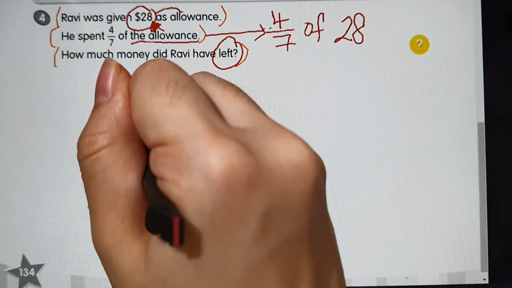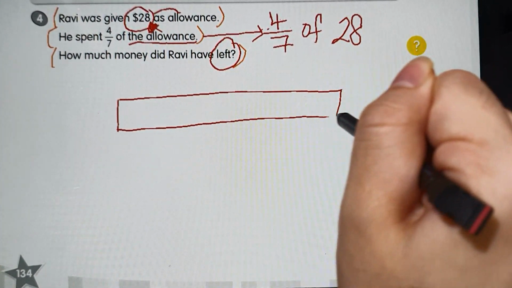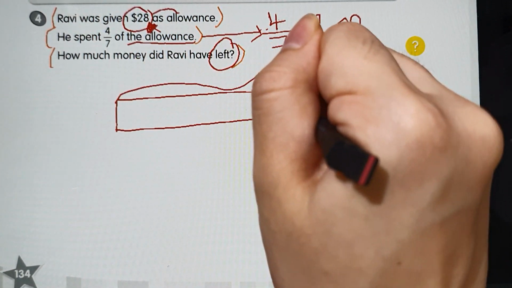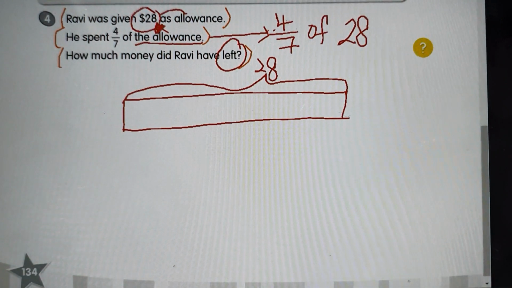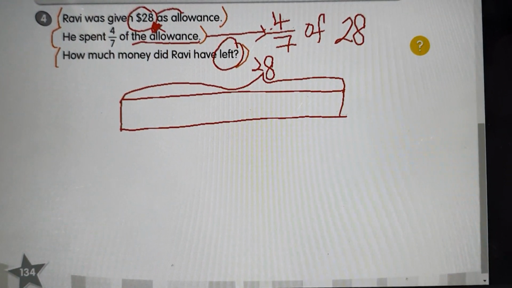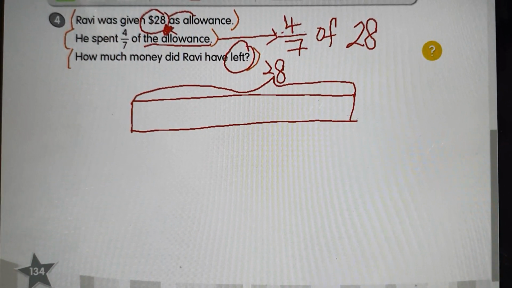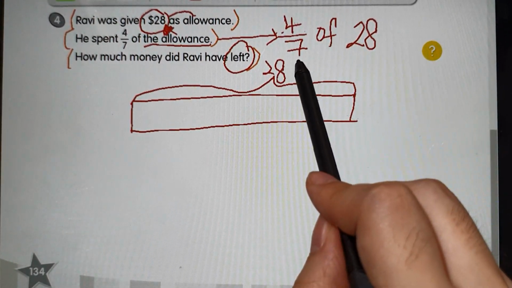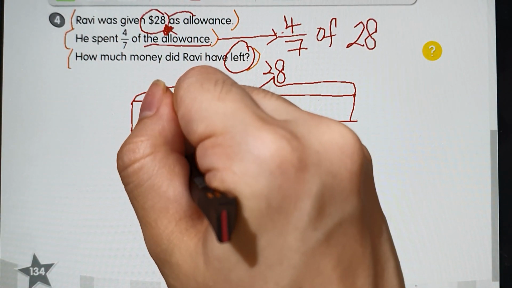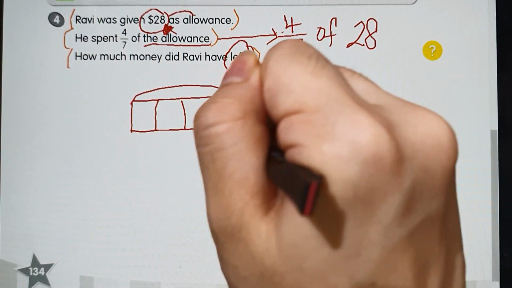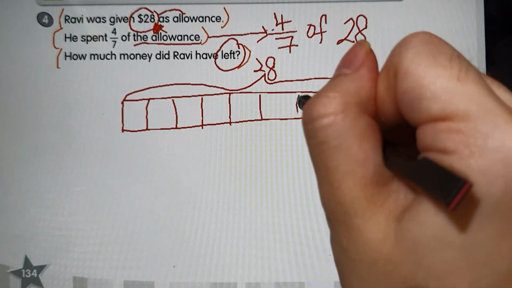So, same thing, I'm just going to draw a long bar to first represent 28. So, how many parts am I going to cut my model into? 7 parts, because my denominator here is 7. So I'll cut it into 7 parts now. 1, 2, 3, 4, 5, 6, 7.